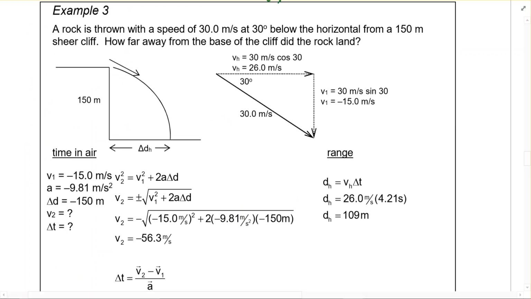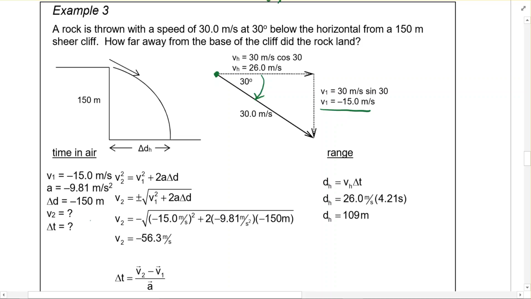Okay, example 3. A rock is thrown at a speed of 30 meters per second at 30 degrees below the horizontal from a 150 meter sheer cliff. How far away from the base of the cliff did the rock land? So we just got to do the same thing for this one, just knowing that the initial velocity, it's saying it's 30 degrees below the horizontal. We got to split it up, but just make sure you call vi negative 15.0 meters per second, because it needs to go in as a negative into your formulas to give you the right answer.